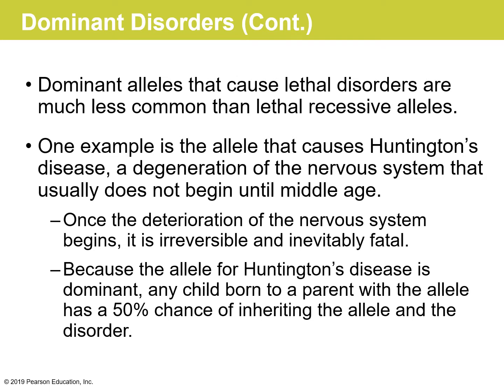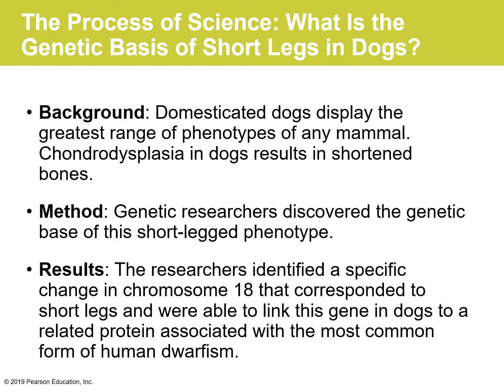One example is the allele that causes Huntington's disease, which is a disease of the nervous system. The nervous system degenerates. Now, because the allele for Huntington's disease is dominant, any child born to a parent with the allele has a 50% chance of inheriting the allele and the disorder.